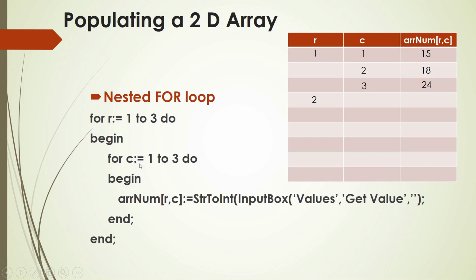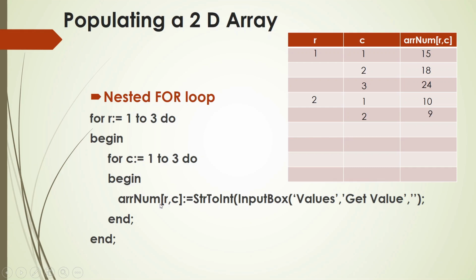True. I come into my C loop. C now starts at 1. I'm now getting a value from the dialog box, and I'm entering that value into the array when R is 2 and C is 1. ARR num of 2, 1 is now getting a value of 10. At the end, what happens to my C? My C loop increments to 2. I test my condition, true.